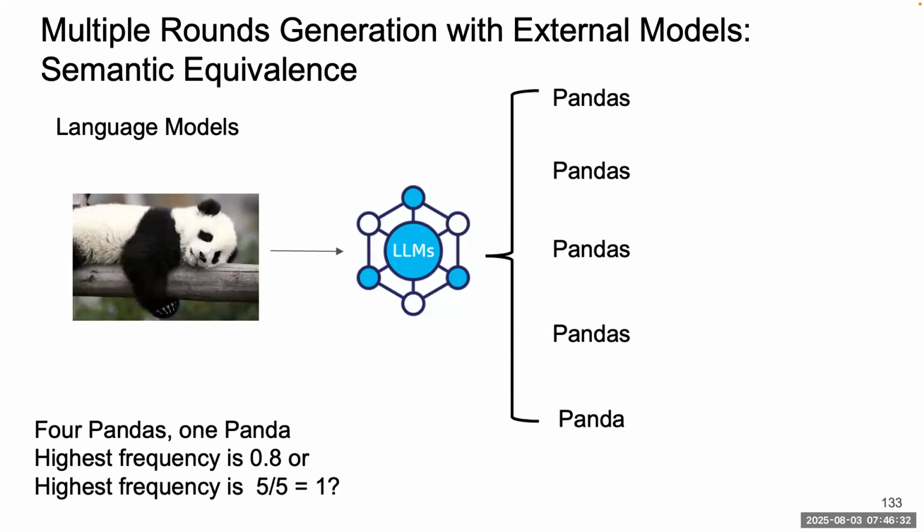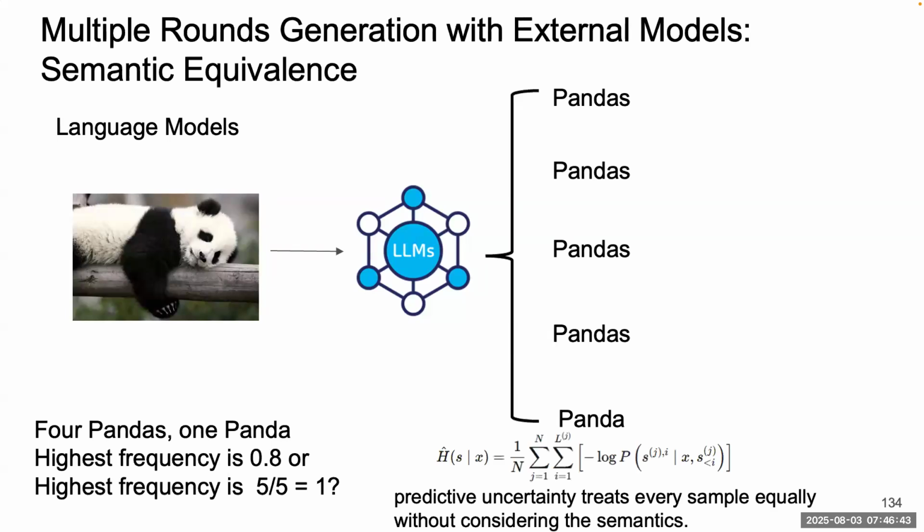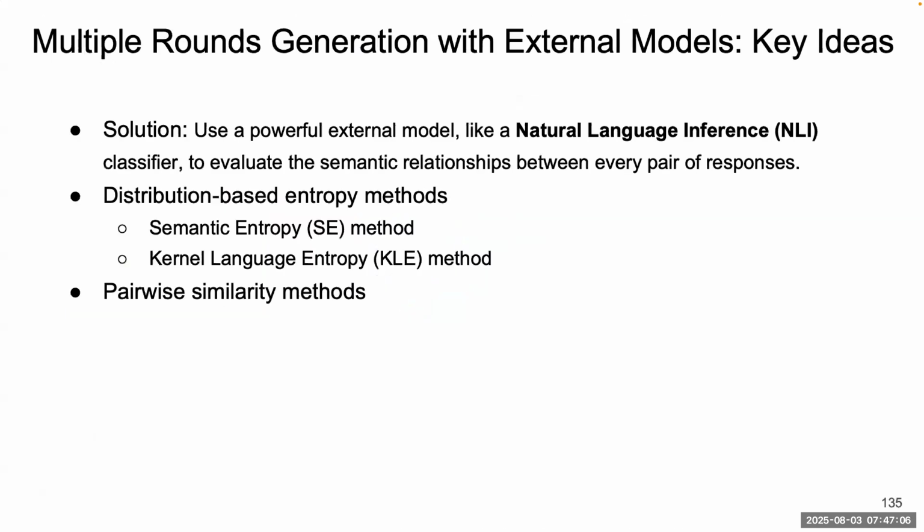And so the reason why people are using external models is to help them judge whether two certain outputs are semantically equivalent. Right? So if you have an external model like entailment or another language model to help you judge whether those two generations are semantically equivalent, then you can feed that into predictive uncertainty by assigning certain weights on certain outputs, right? So there are two kinds of methods we are introducing here.